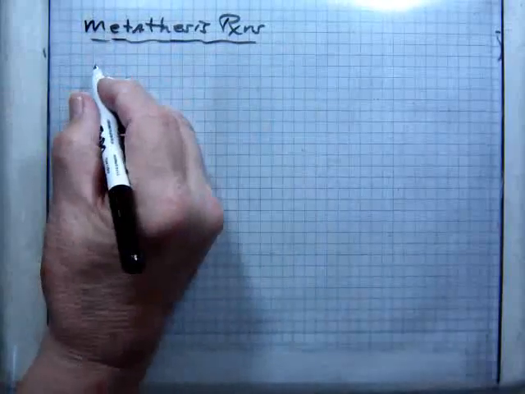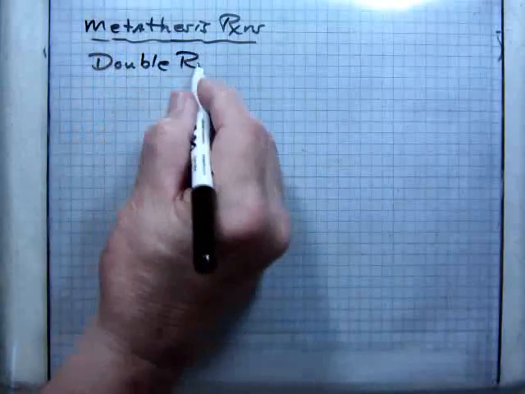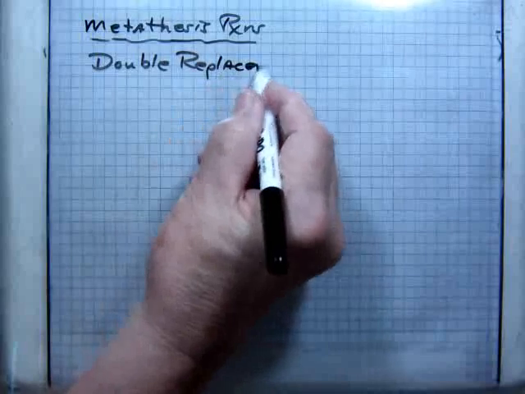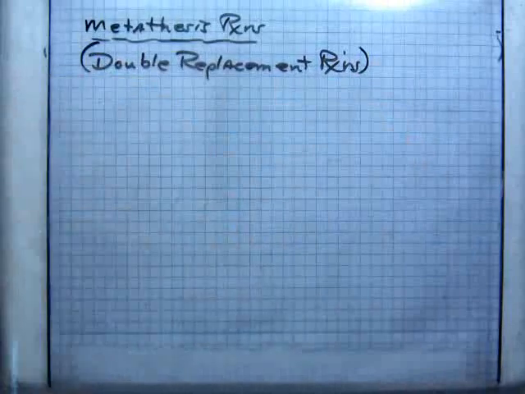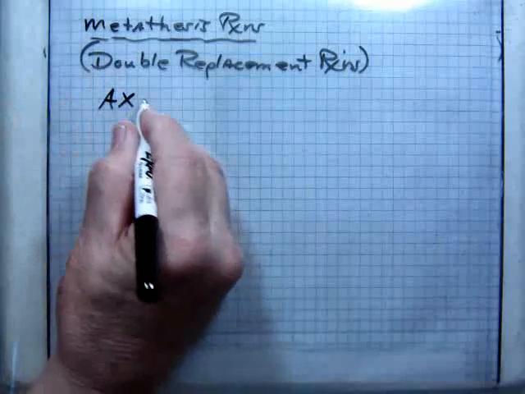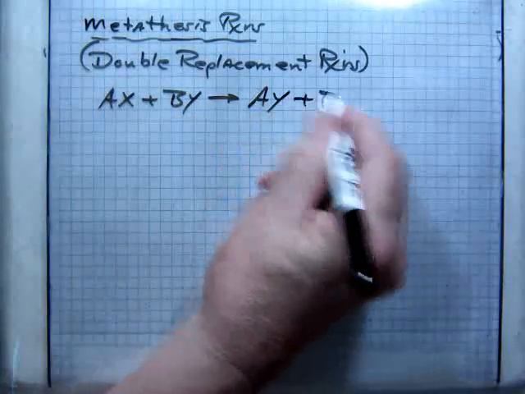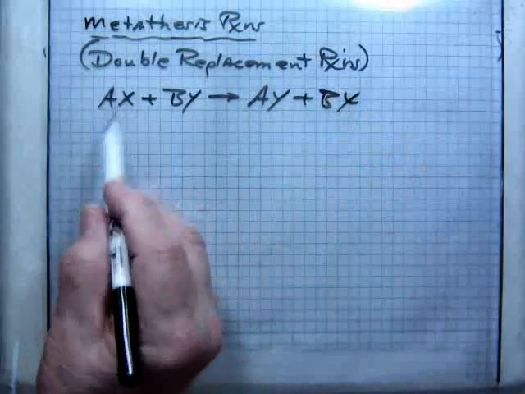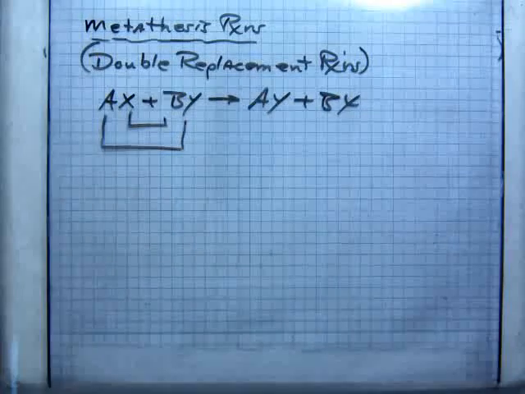These are also referred to as double replacement reactions in some textbooks. And empirically, the ions exchange positions. AX plus BY goes to AY plus BX. And you can draw brackets between, say, A and Y, and then X and B, and you can see that exchange from the reactant side to the product side.